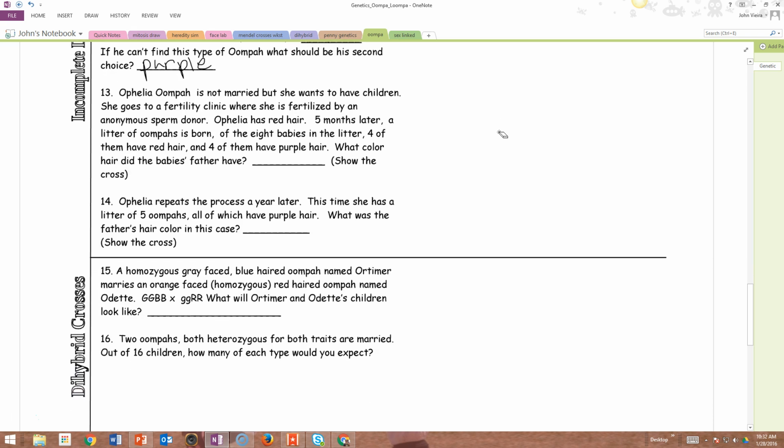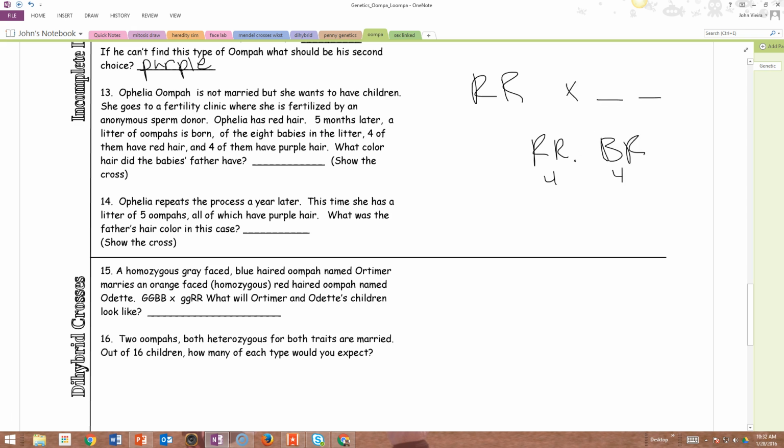Ophelia Oompa is not married, but she wants to have children. She goes to a fertility clinic where she is fertilized by... Just roll with it, guys. We're talking about Oompa Loompas, okay? She has red hair. 5 months later, a bunch of Oompas are born. She has 8 babies. 4 of them have red hair, and 4 of them have purple hair.